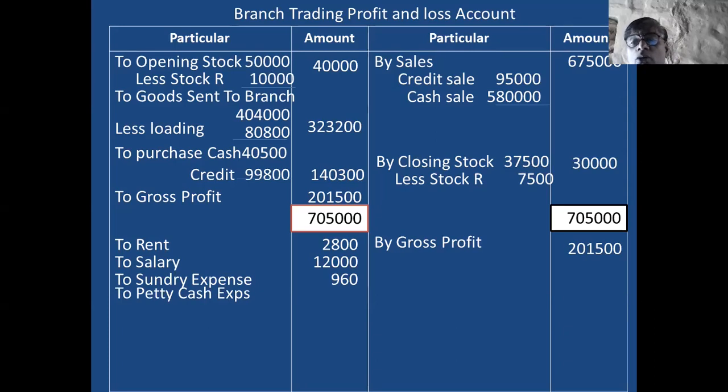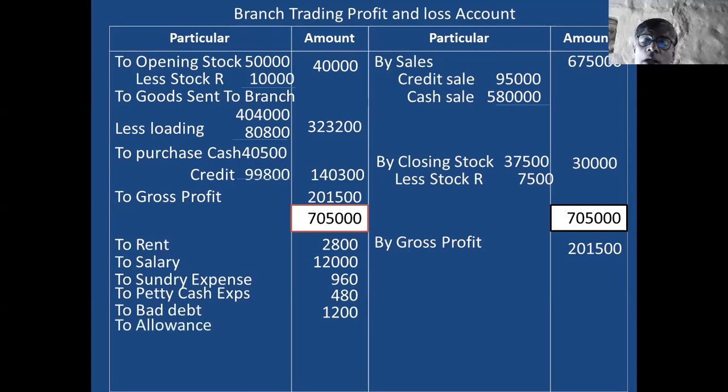You should check the petty cash account. What I have taken is the expense, not what head office gave. Petty cash expense is 480. 480 is the petty cash expense. The next is bad debt. Bad debt is 1,200. Then you have to take depreciation here.